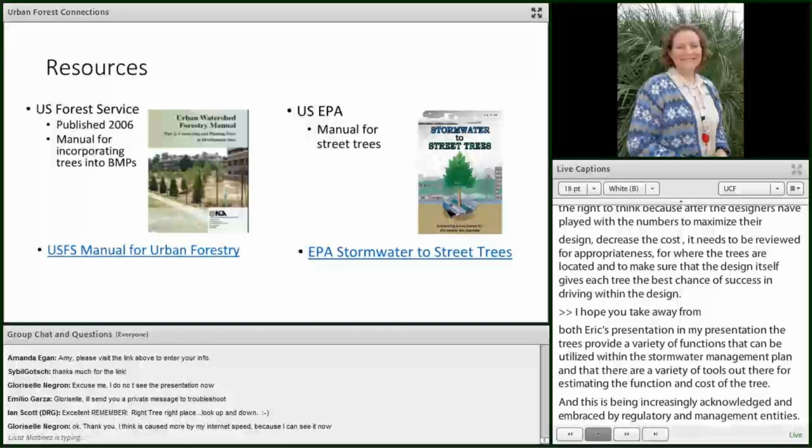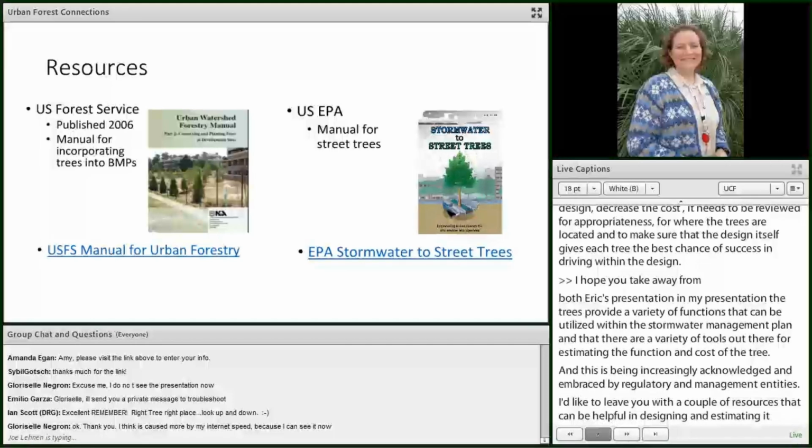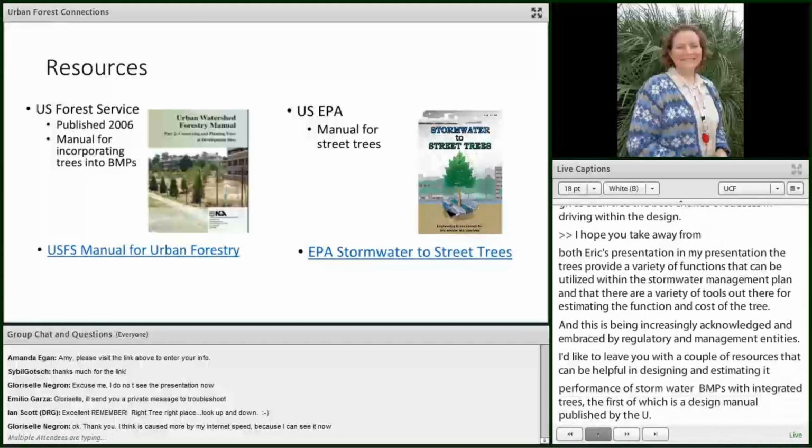integrated trees. The first of which is a design manual published by the U.S. Forest Service for those next generation BMPs. And the second is a manual published by the U.S. EPA for implementing street trees.